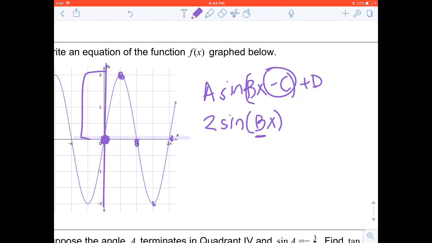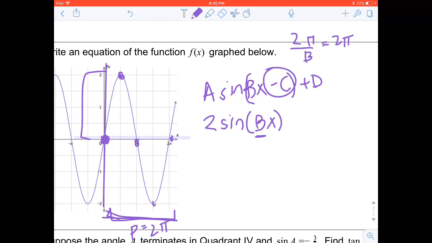That took a distance of 2 pi. From this 0 all the way to the end, that's a distance of 2 pi. So that means our period is equal to 2 pi. Well, how do we normally find the period? Period is 2 pi over b. So I'm going to set that equal to 2 pi because that's what we said the period is.